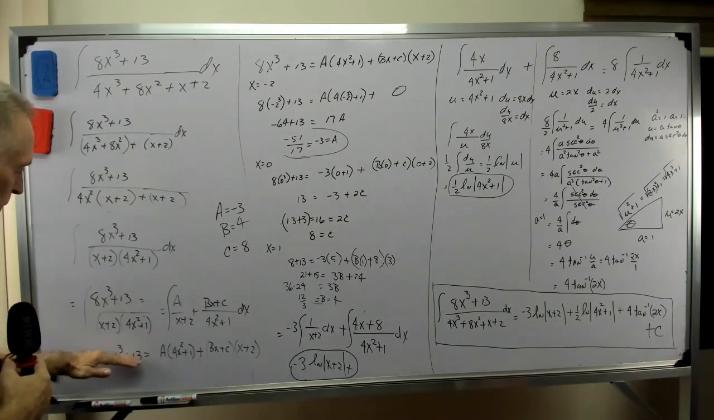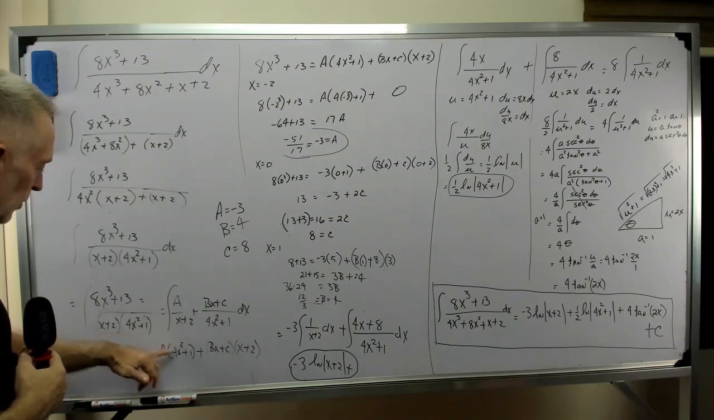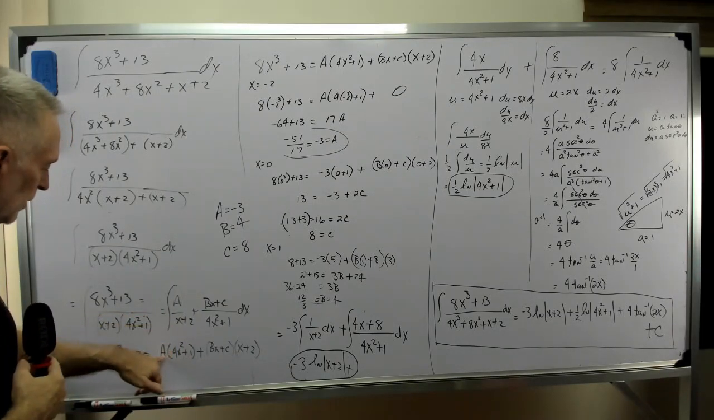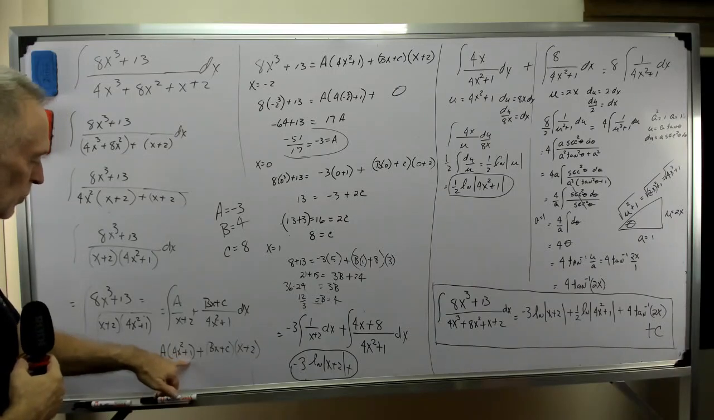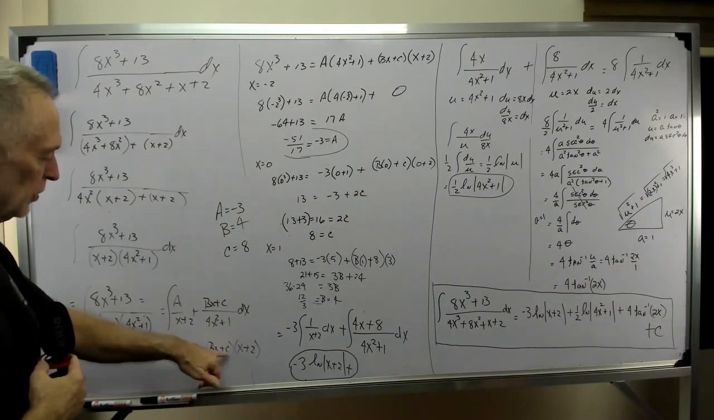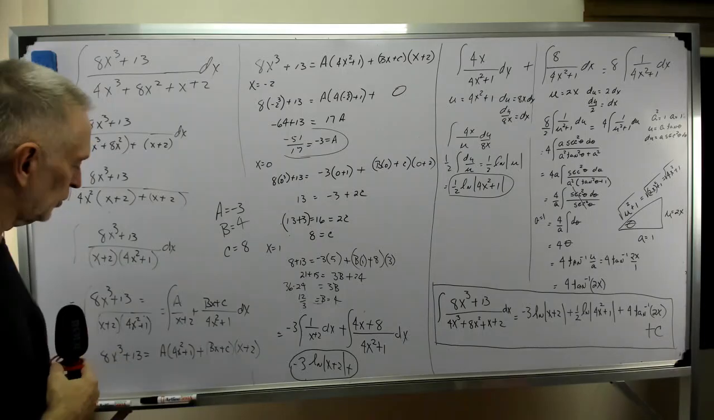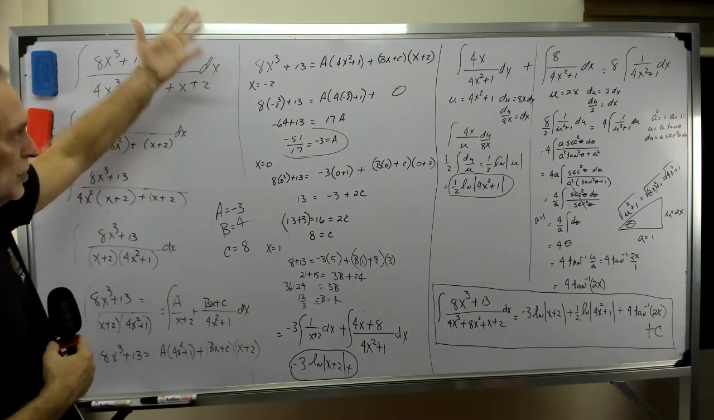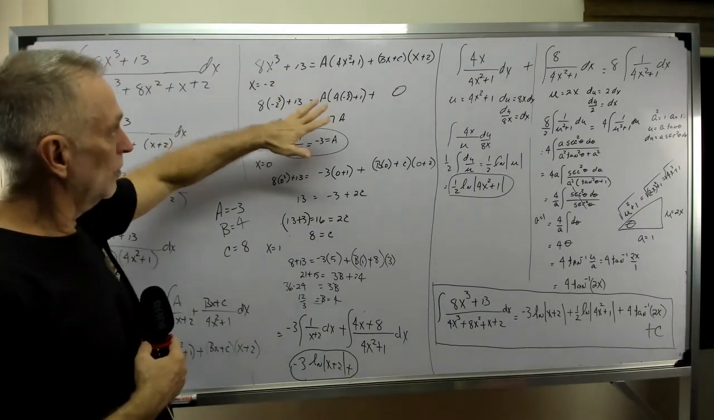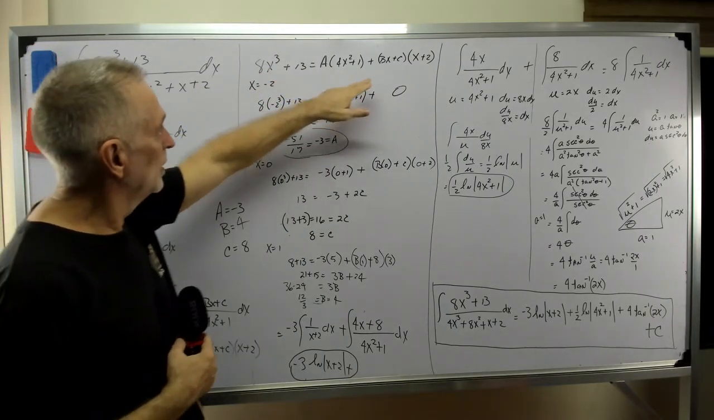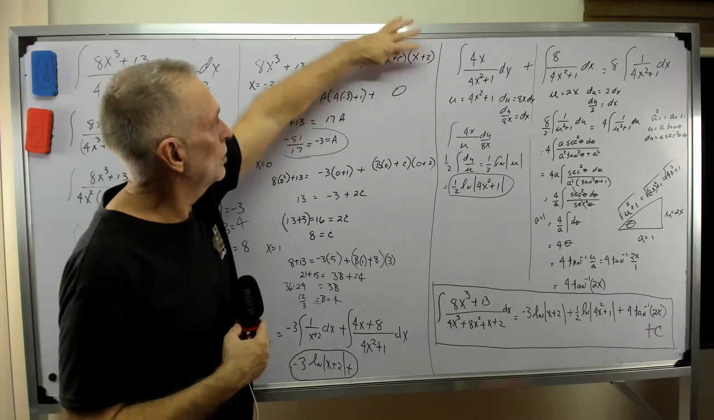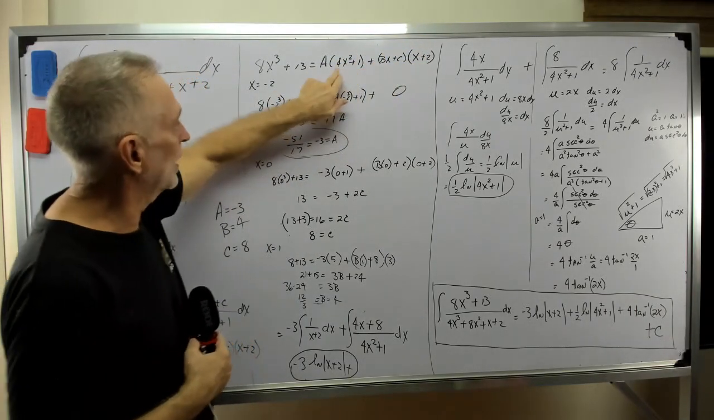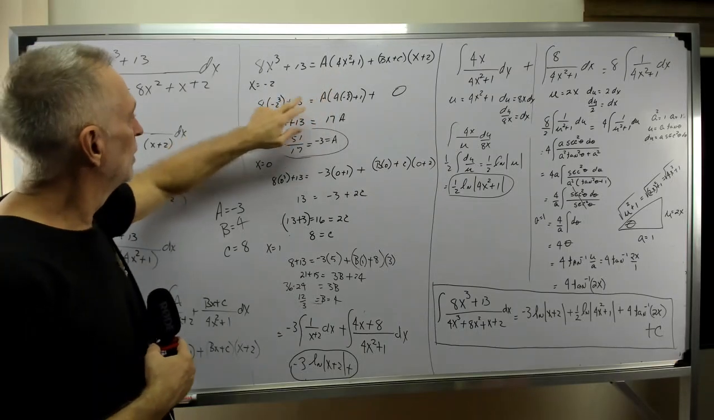That cancels on this side. So the x plus 2 cancels over there, and I end up with A times 4x squared plus 1 plus Bx plus C times x plus 2. So now we're going to choose, obviously there's some logic to this. If I choose x equals negative 2, this parentheses becomes 0, and I wipe out all of this and I can solve for A. So that's what we did.